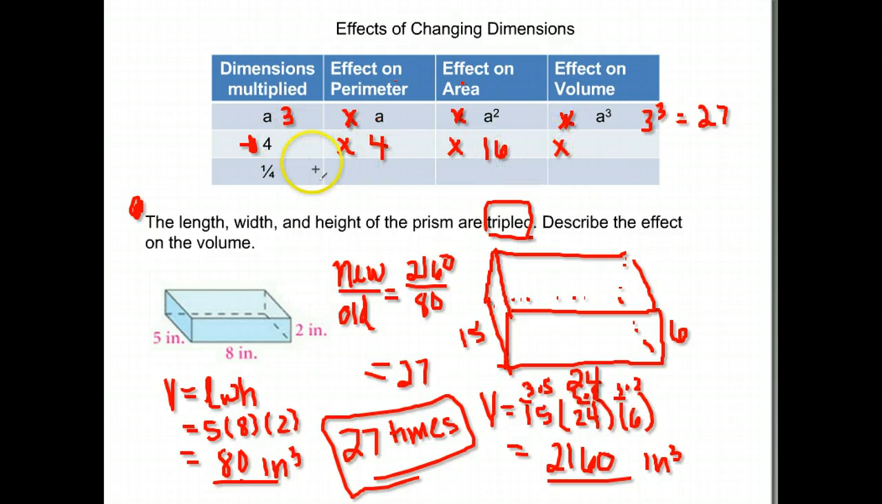It would be multiplied by 4 to the third power, which is 4 times 4 times 4, or 64. So it would be 64 times the volume. What about 1/4?